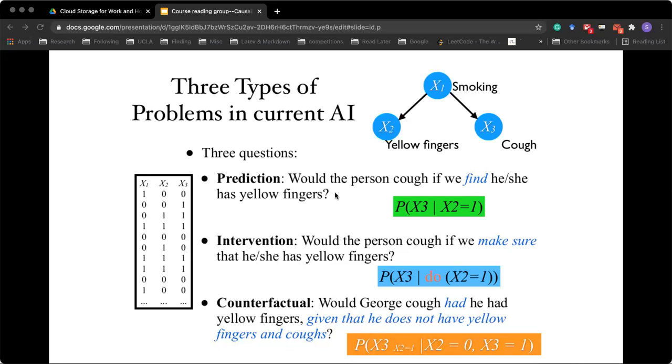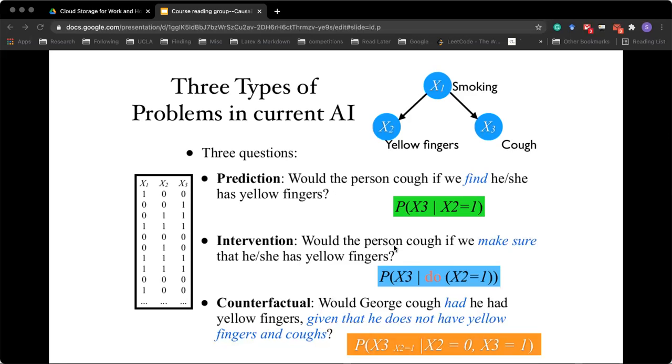The second level is intervention. The typical question of intervention is, will the person cough if we make sure that he or she has yellow fingers? The term "make sure" may cause some confusion, but I checked the original explanation of Professor Zhang. It basically means intervention: somehow we can make someone have yellow fingers, and let's see whether this person would cough if we somehow intervene so that someone has yellow fingers.